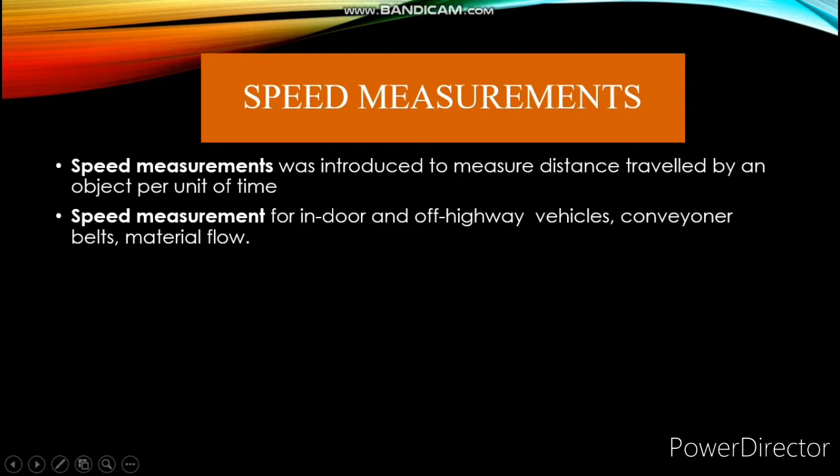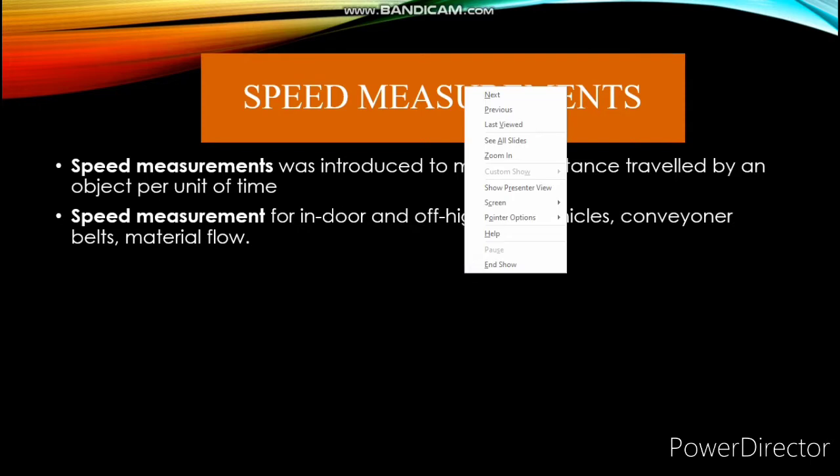This is for the example of indoor and off-way vehicles, conveyor belts, and material flow. For example, to measure speed, you are driving a bicycle. For you to be able to know how fast you are going, there is a speedometer and odometer. Those instruments let you know how fast you are riding. So those are examples of speed measurement. And we will proceed to linear speed measurement.